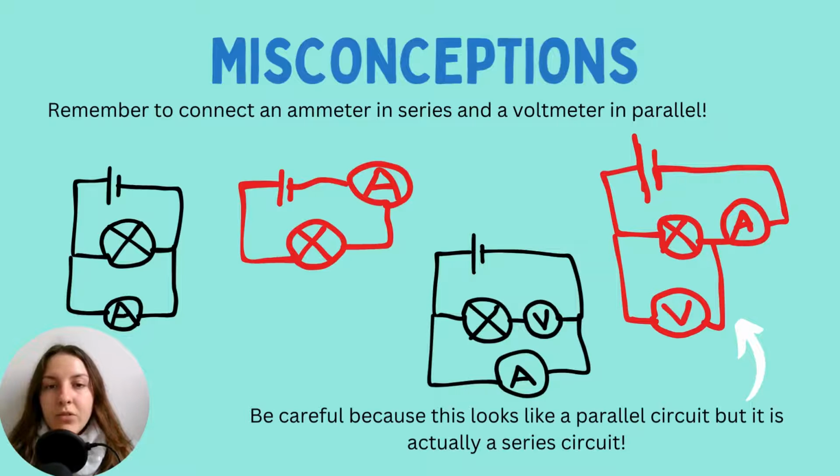Be careful though if you do see something like this, because sometimes students will confuse the voltmeter as a parallel circuit. This is still considered a series circuit. The light bulb is still in series. It's just the voltmeter that's in parallel to the light bulb. So just be very careful when you are looking at circuit diagrams and what they're asking for in the exam.